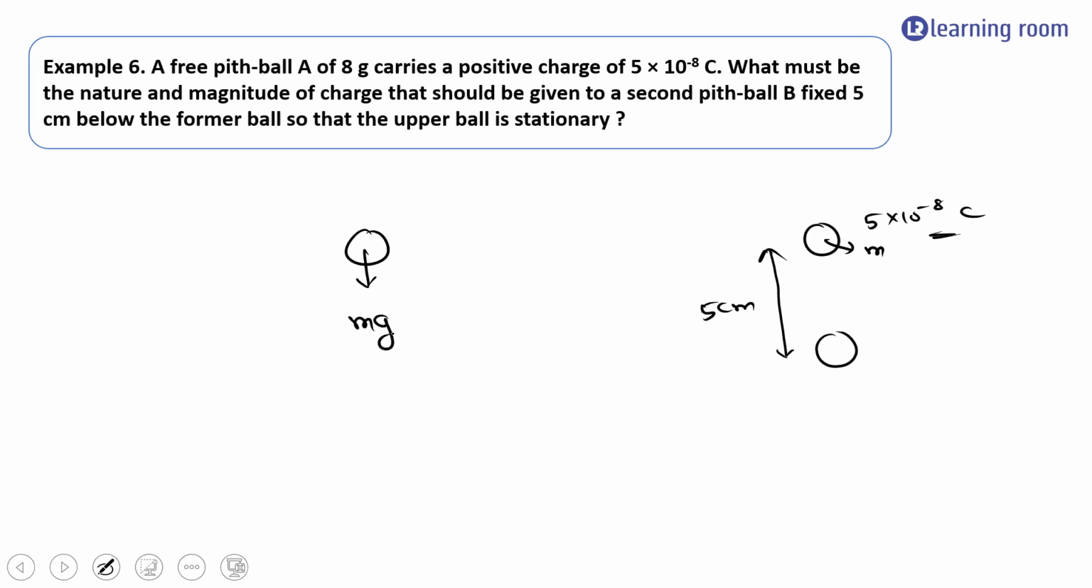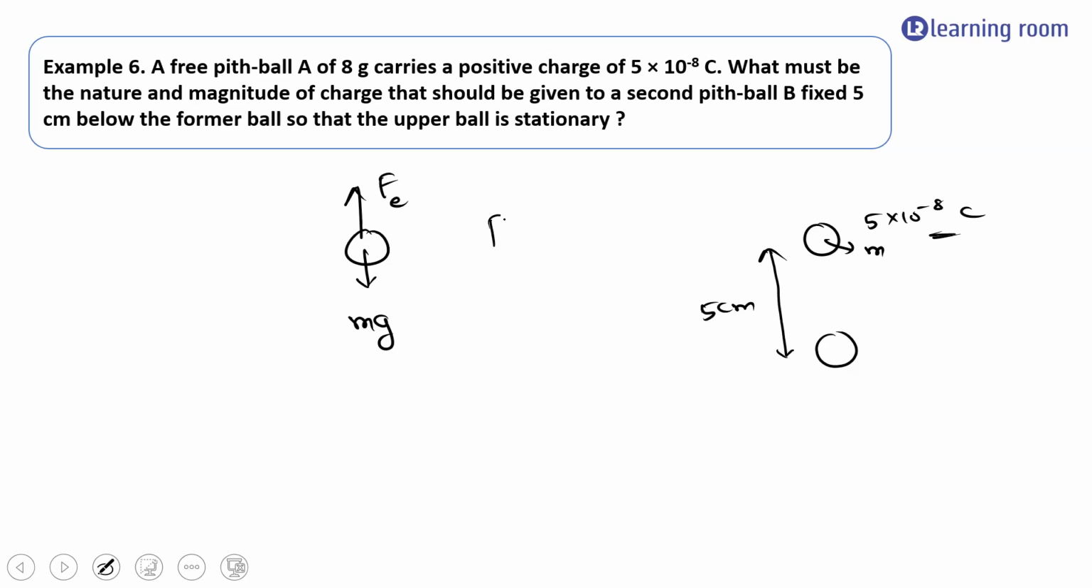When weight is downward, read the question carefully. What must be the nature and magnitude of the second charge so that the first ball is balanced? So if the second ball was not there, the first ball would have obviously fallen down. So for it to be stationary, what should happen? There should be an upward force acting. Am I right? And let me call that force as Fe, which is the electrostatic force. Can I do this? Yes, sir.